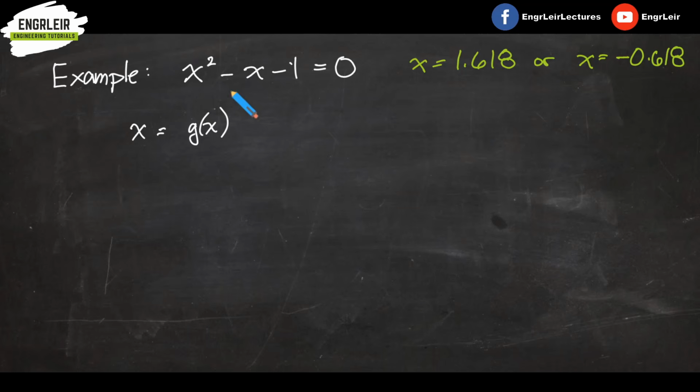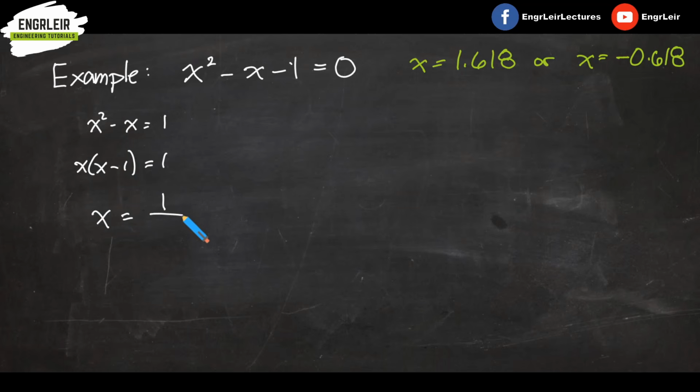So, para dito, pwede kong gawin, I can move 1 doon sa kabila. So, let's say x squared minus x equals 1. And then, i-factor ko to. This is x times (x minus 1) equals 1. Okay? Then, x is equal to 1 over (x minus 1). So, ito na yung x, then ito yung g of x ko. Yung g of x ko yung 1 over (x minus 1). Sulat natin yan dito sa taas.